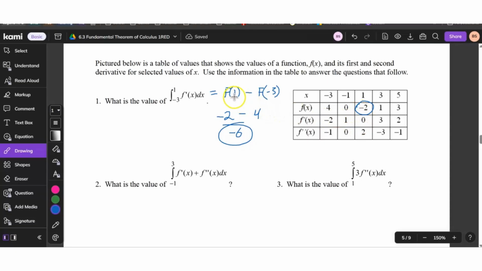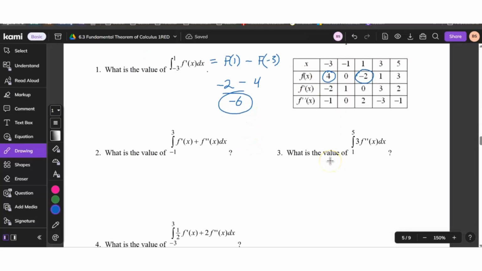Again. F of 1, I go to here, f of x. Why? Because I took the integral of f prime, which would be f. I go to 1, it's negative 2. Then I subtract it when it is at negative 3, sorry. So f of negative 3 is 4. Negative 2 minus 4 is negative 6. Okay, next one.